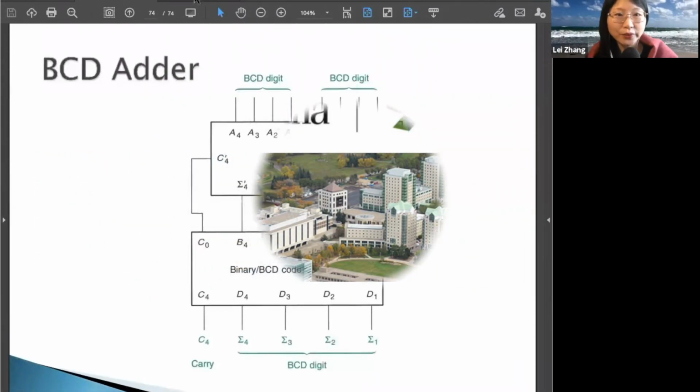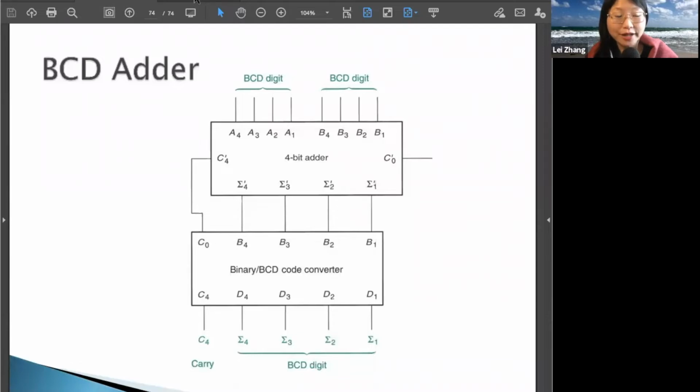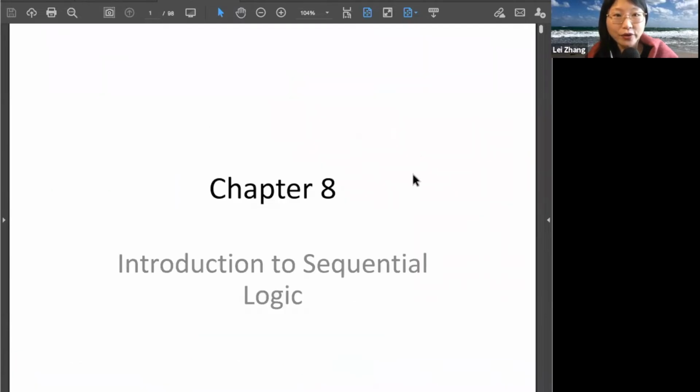So today we are moving on to chapter 8. I will try to do the part of chapter 8 and then leave some time for your questions at the end of the class. In chapter 8, we are going to introduce sequential logic, which is important and different from the combinational logic we will learn.